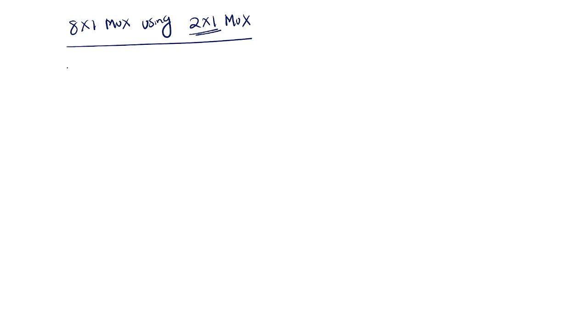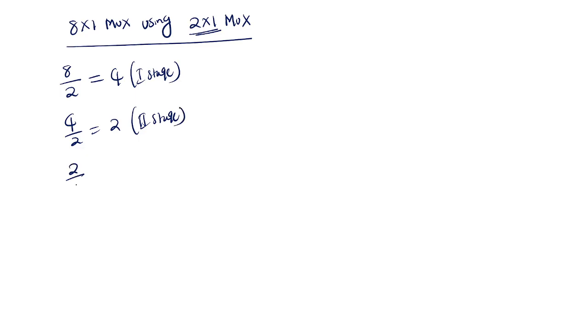4 to 1. So 8 by 2 is 4. This is the first stage. 4 by 2 is 2. This is the second stage. And 2 by 2 is 1. This is the third stage. So in the first stage, there are 4 2-cross-1 muxes.